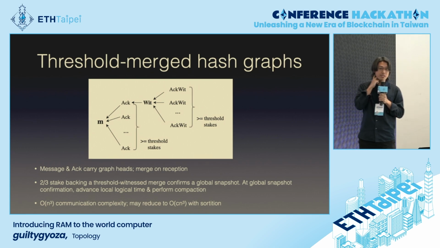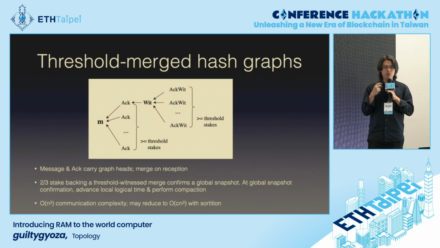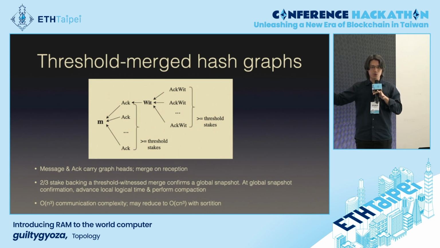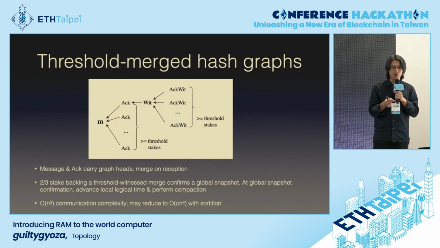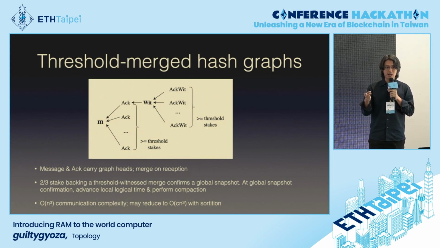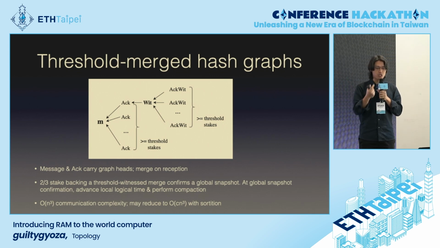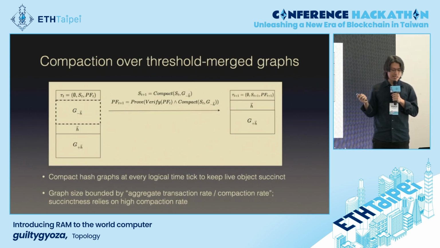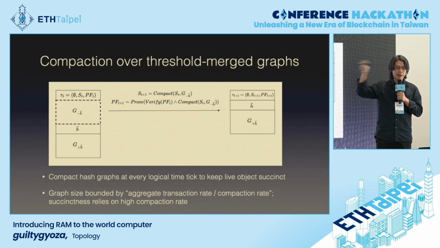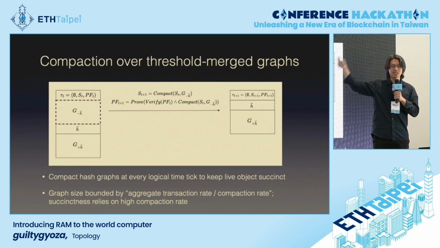So we can do a threshold merge hash graph, which means that if we cannot gather all the hash graphs, we can say, let's gather 2/3 of the hash graphs, and because we don't want to be Sybil attacked, we can say the 2/3 needs to be 2/3 of the protocol stake in the network. Once you get all these hash graphs, you merge them together, that is your global snapshot, and you can compact away the snapshot. So compaction works like this: you get an agreed-upon snapshot of the graph, and you compact it away by transitioning the state with the graph of the messages.